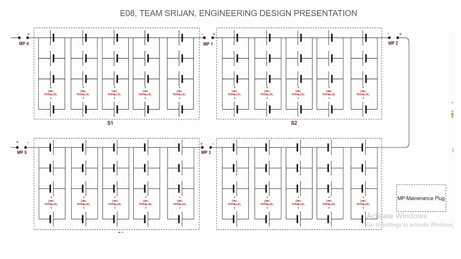Our battery pack consists of 4 segments, each having 5 cells in series and 24 in parallel, and all the segments are connected to each other through maintenance plugs. You can see it in this diagram below.